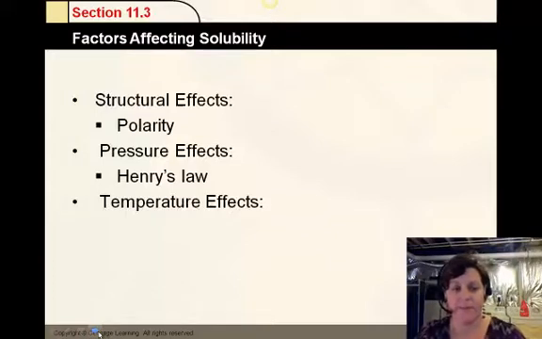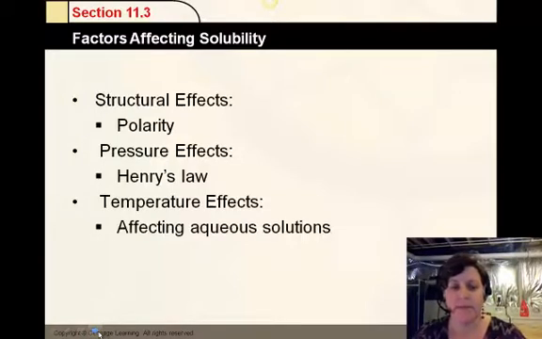Temperature effects. These affect aqueous solutions. So in general, as temperature increases, so does solubility.